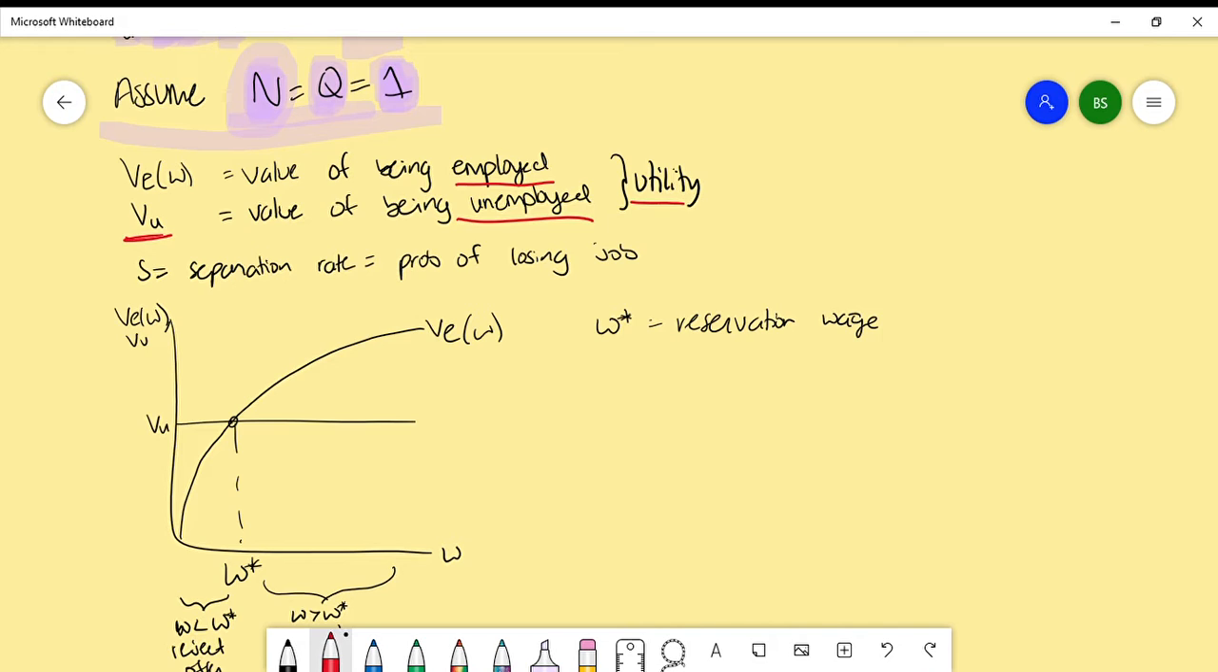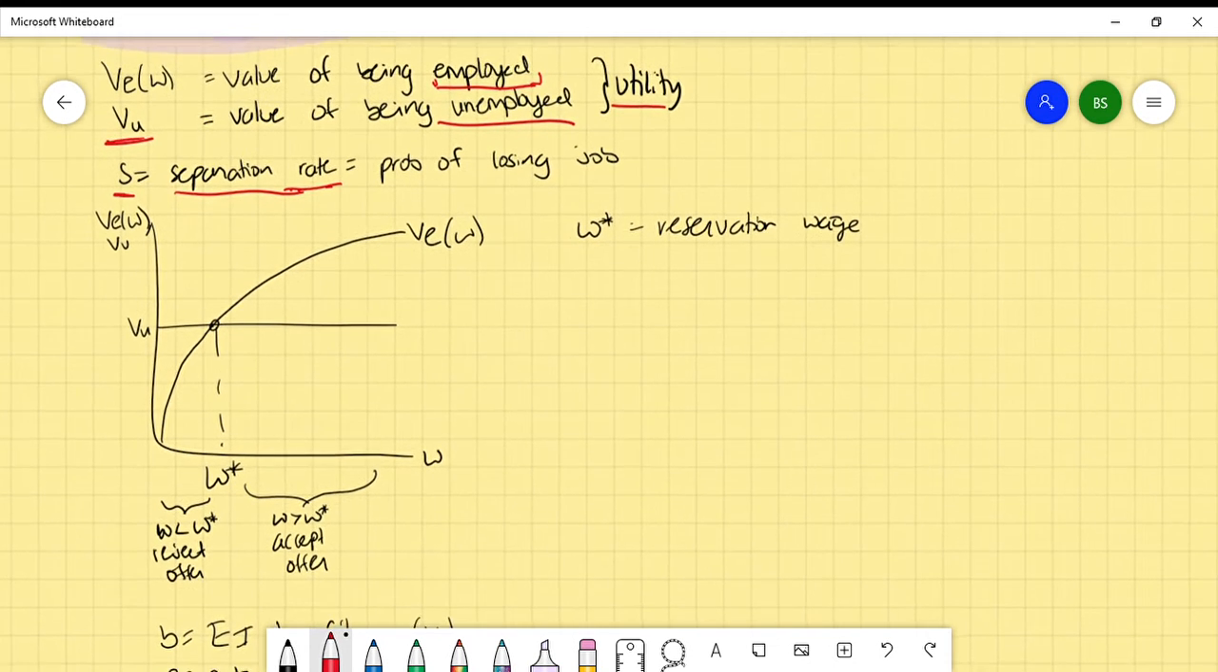Some other terminology that we've got to learn. S is the separation rate, and basically the separation rate is the probability that you're separated from your job, which I think means the probability of you losing the job. It kind of makes sense with everything else that we're talking about. The separation rate only really matters when you are employed, because that's when you're worried, like, am I gonna lose my job? What is the probability of me losing my job, etcetera. It's just a thing that we'll use later on.